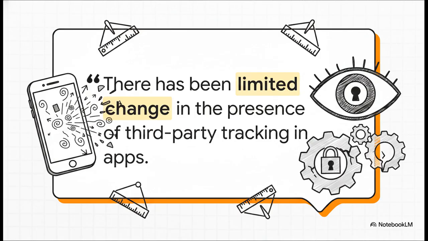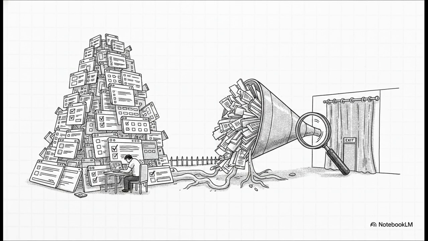The actual presence of third-party trackers inside smartphone apps has barely budged. Tracking capabilities are still tightly held by a very small number of gatekeeper companies. So why isn't the so-called gold standard of privacy law working? Well, first off, the industry immediately adapted. They rolled out deceptive consent banners specifically designed to cause information fatigue. They essentially overwhelm you until you give up and just click Accept All.